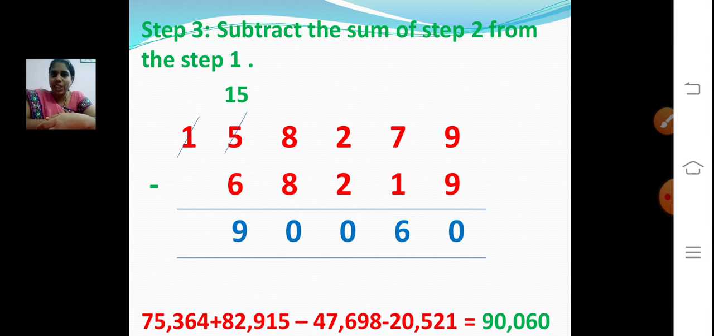So when you calculate 75,364 plus 82,915 minus 47,698 minus 20,521, my answer is 90,060. When you have addition and subtraction altogether, first do the addition, and if you have 2 minus symbols, add those, and at last do the subtraction of the 2 numbers.